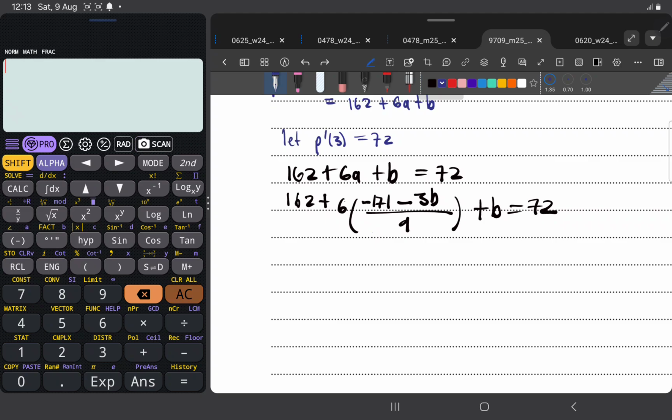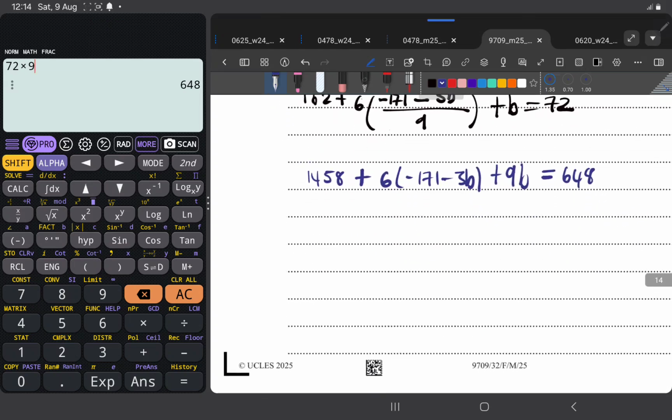So it's going to be 162. Let's do it. What is 162 times 9? You can get here 1458. You now say plus 6 multiplying negative 171 minus 3b, because the 9 is gone, plus 9b is equal to, what is 72 times 9? Well, here we would get 648. Now our job is to just find what b is, and then we'd find what a is, and we'll be done.